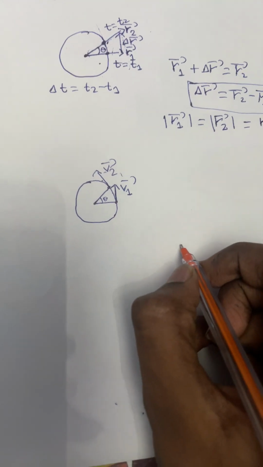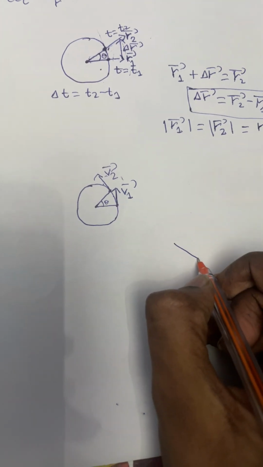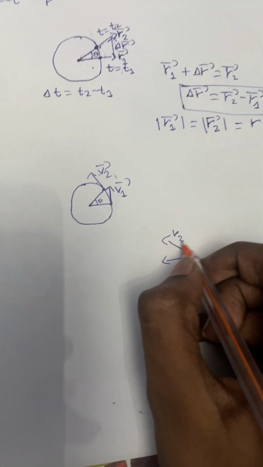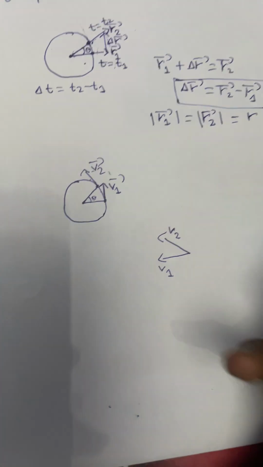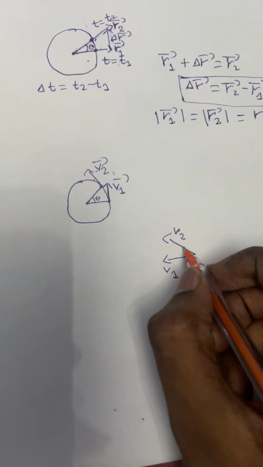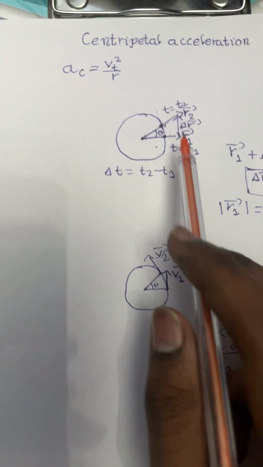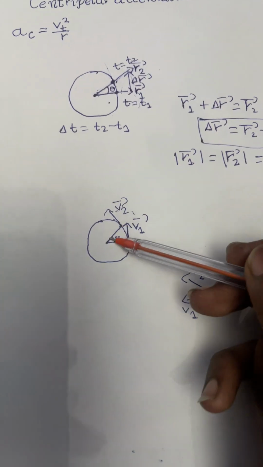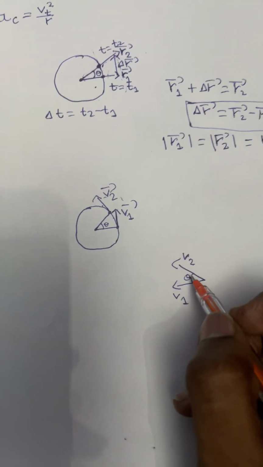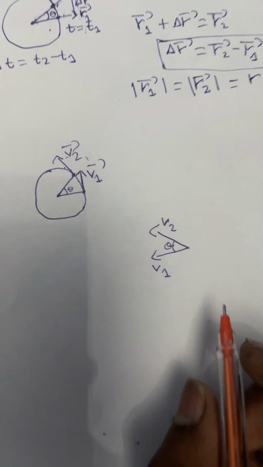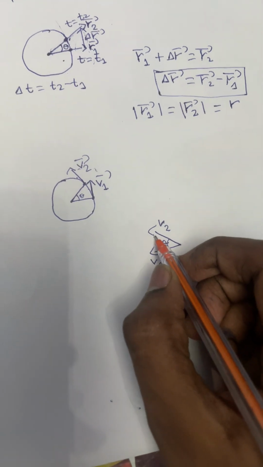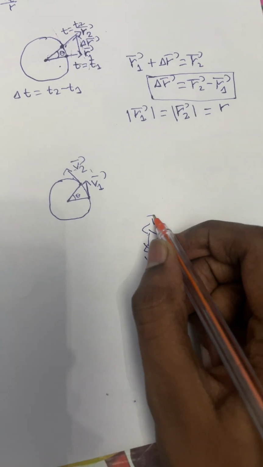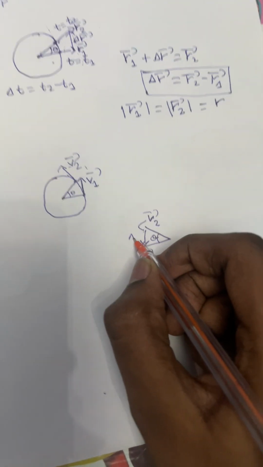So neatly drawing these vectors, this is going to be v2, this is going to be v1, and this is going to be theta, because as these were perpendiculars, I mean displacement and velocity were perpendicular, right? So this angle is still going to be theta, and the change in velocity vector is going to point in this direction.